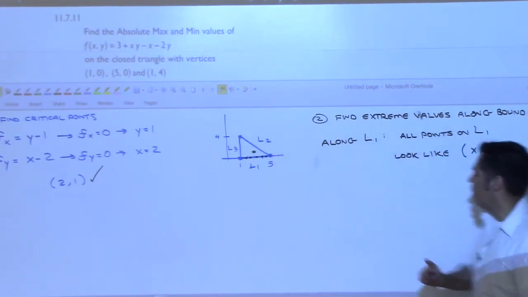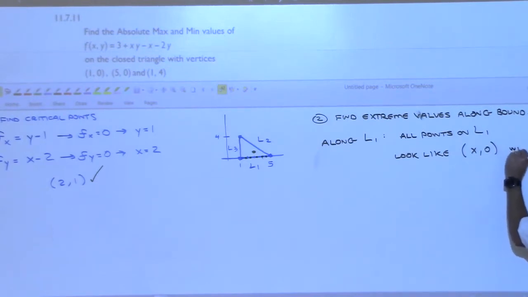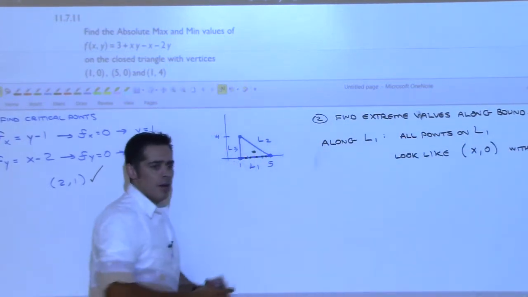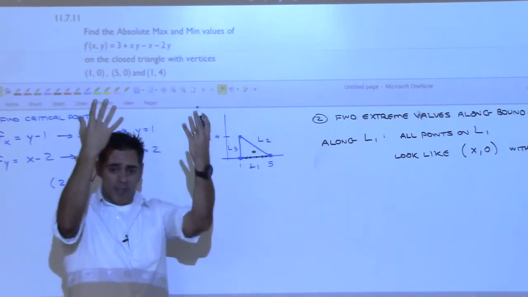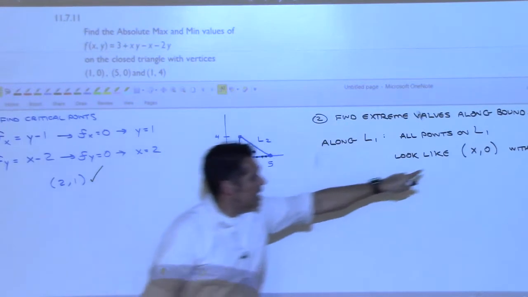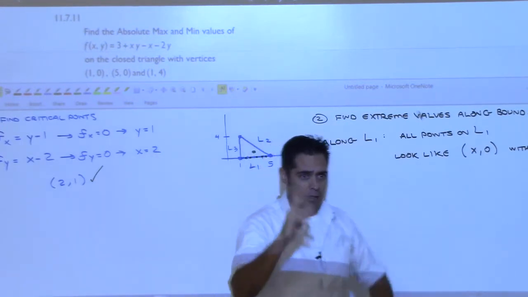But there's even more. With a restriction on x between 1 and 5, we have that further condition here. Y'all see that? Now, why is this important? This is important because now what we'd like to do is take all these points along L1 and map them up into the surface and see what they become. But they all look like this, right? Go ahead. You look like you want to say something.